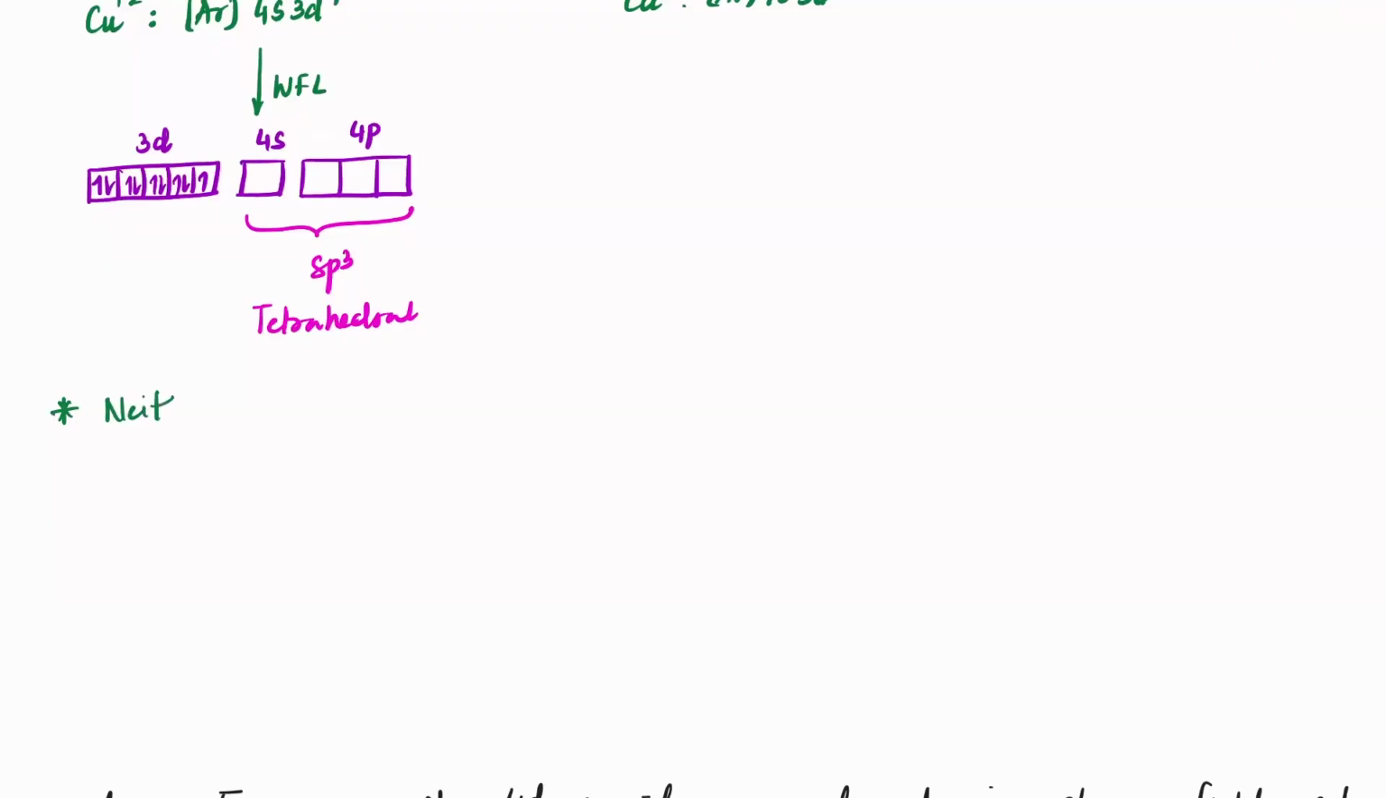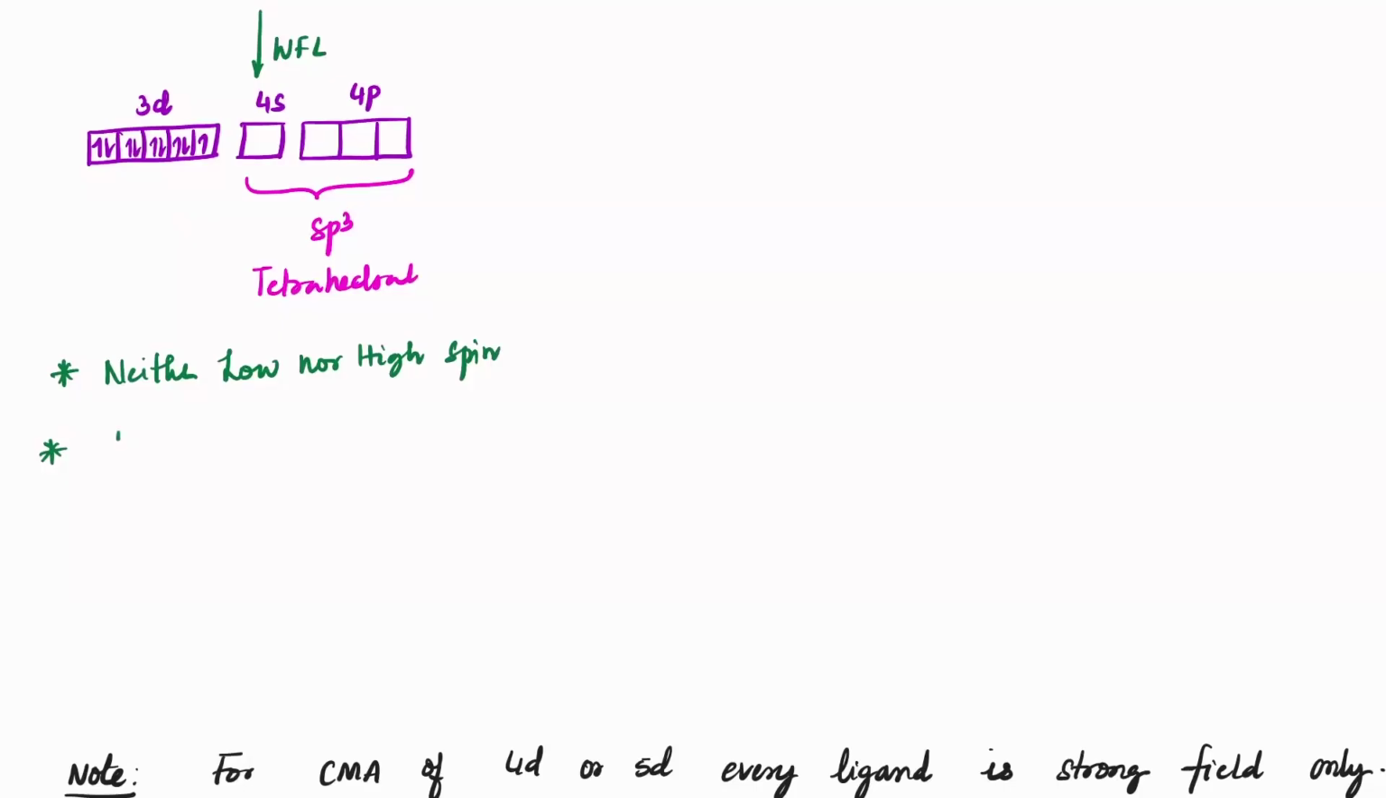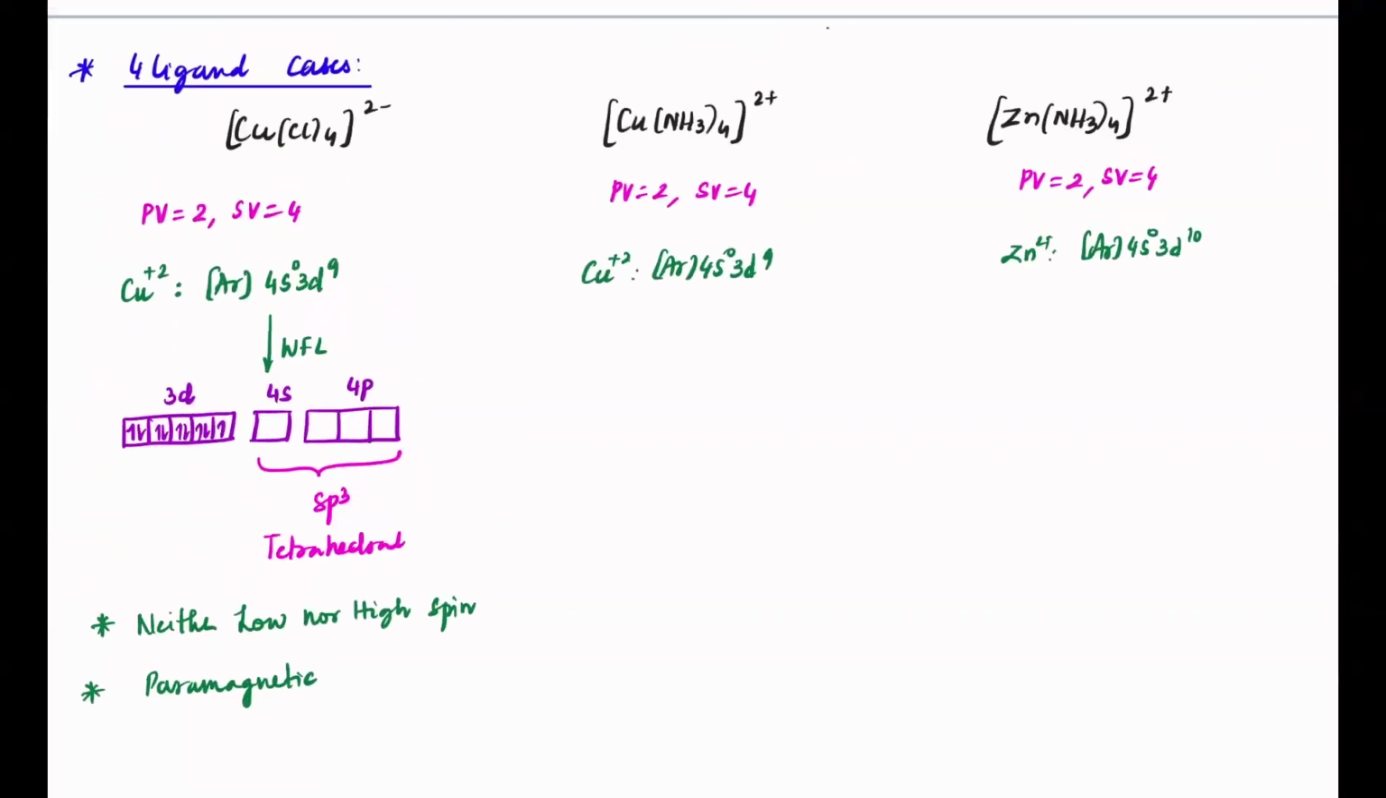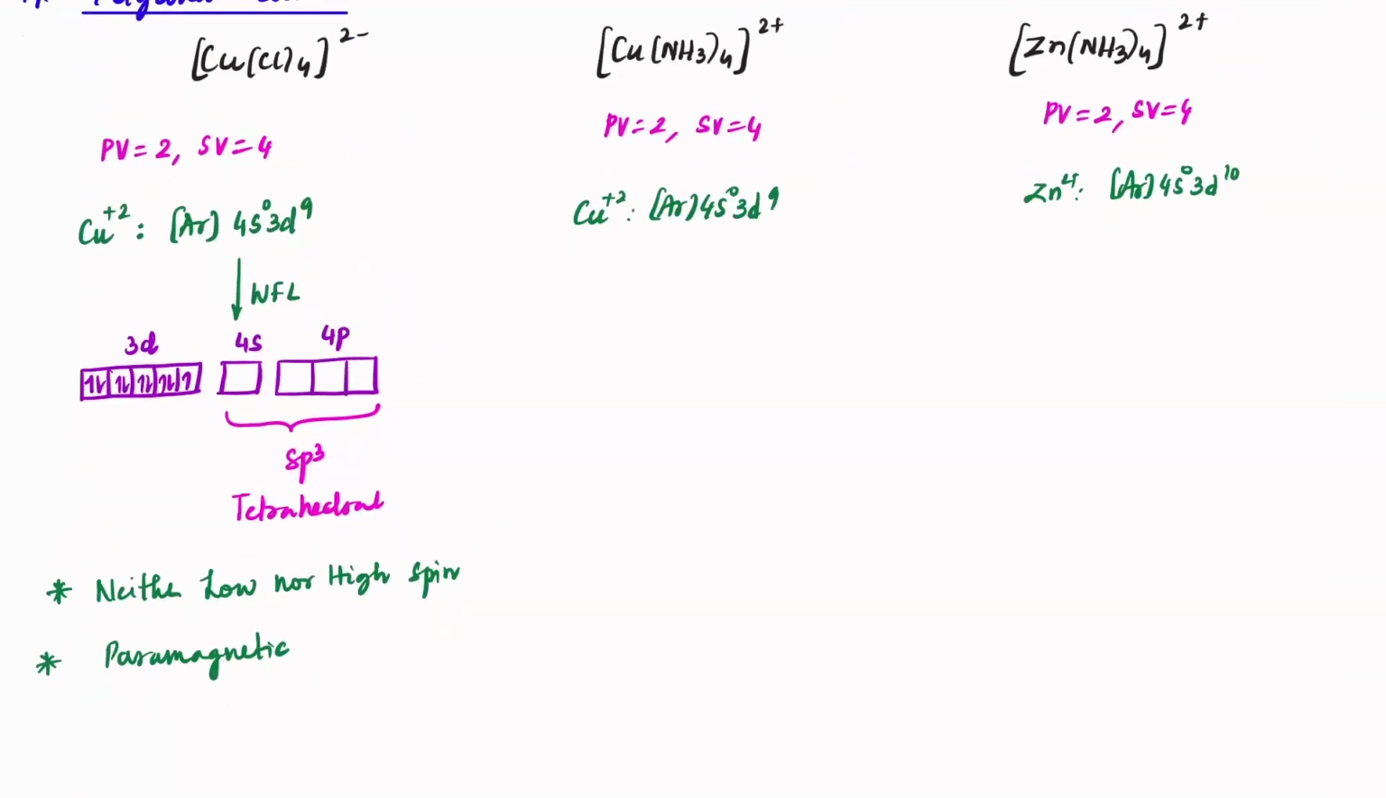Hence, this is neither low spin nor high spin, because even if you take a strong field ligand, you will still have an unpaired electron. Got it? Second, it remains paramagnetic for the simple reason that it has one unpaired electron, and hybridization will be sp3, right? So this is the idea we should have for the first case. In the second case, this time we are dealing with a strong field ligand. Since it is a strong field ligand, what do we expect here?